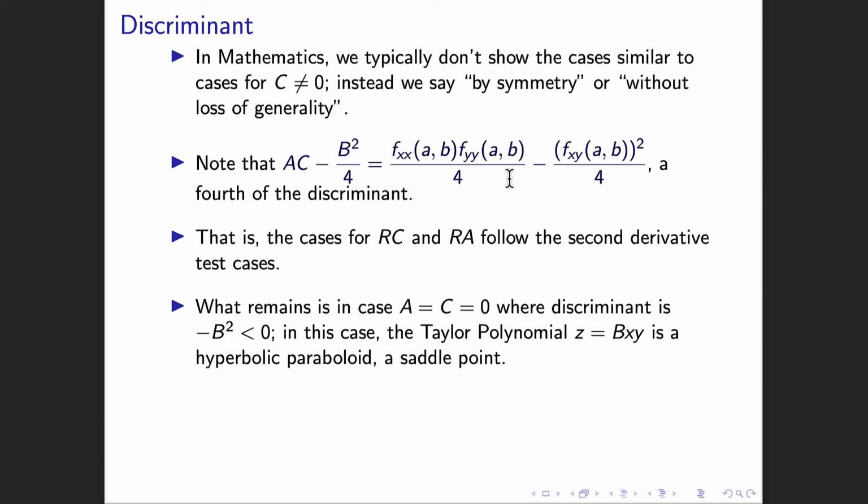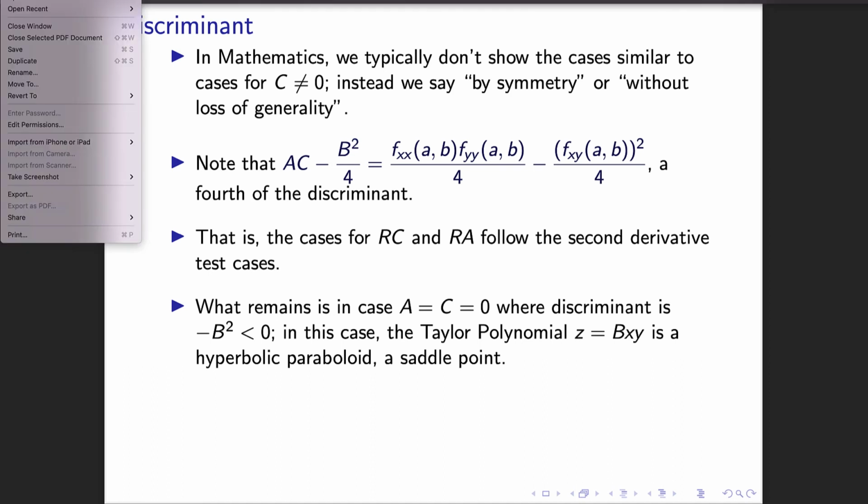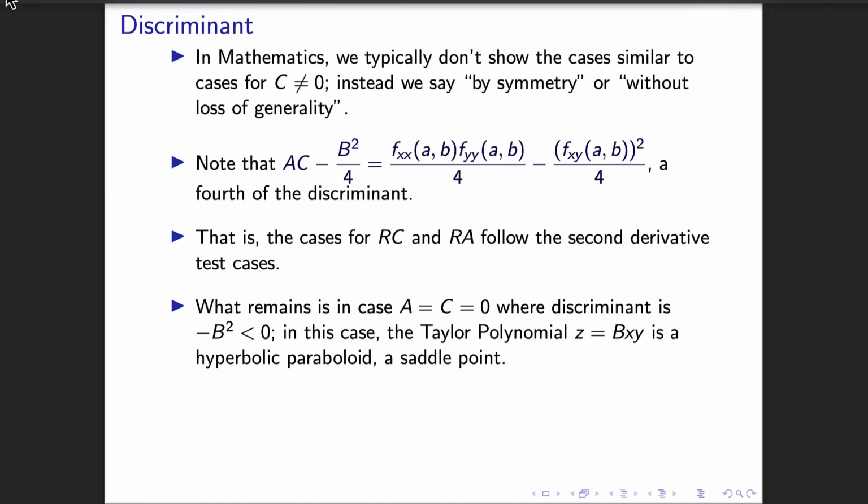The other cases that we checked also, let's remember, were A equal to C equal to 0, where B was not 0 and the discriminant was less than 0, which the Taylor polynomial gave us a hyperbolic paraboloid or a saddle point. So we checked all the cases, and they were all correct cases, basically.